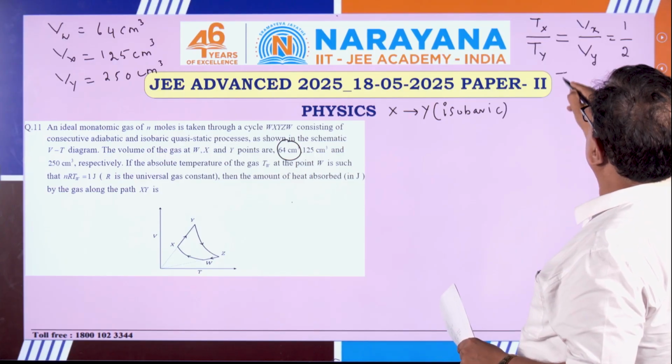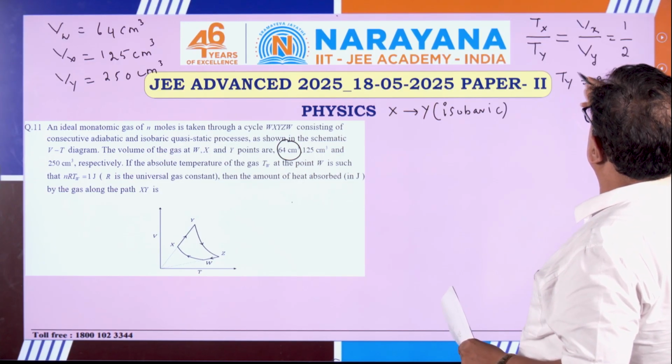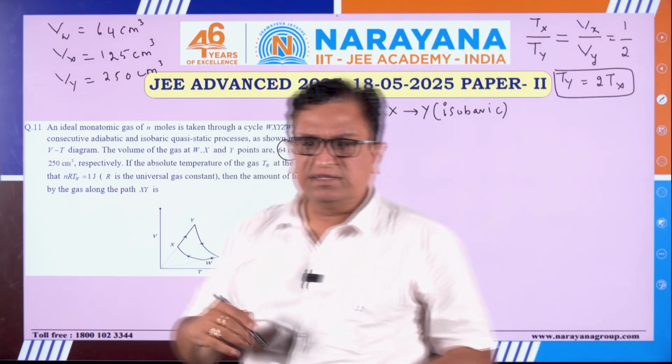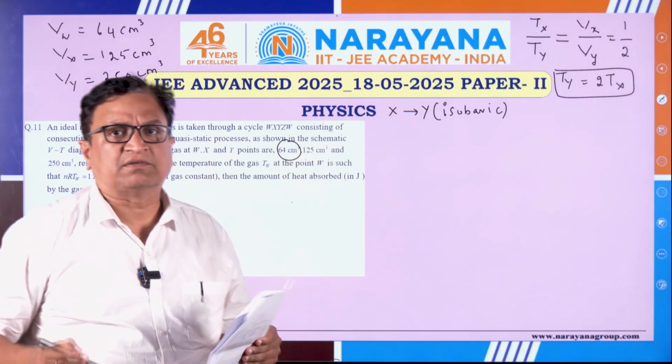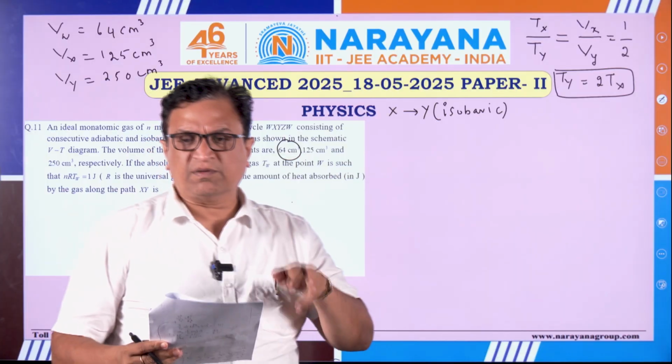So wherever I have Ty, I will write 2Tx. Remember, this is a very crucial observation for the next stage of processing the question. Right. Now let us get into the question much more deeply.